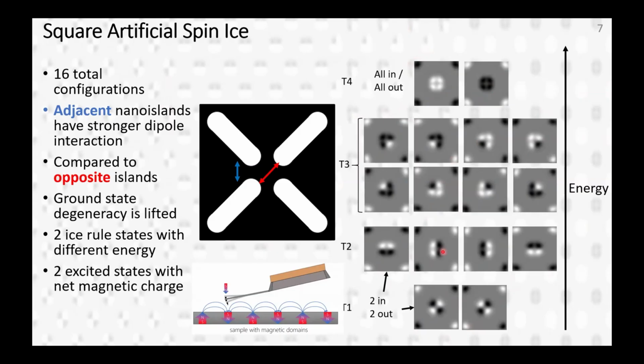And these are just MFM simulations, so you can see how these things are configured. The type 3 and the type 4 will have a net magnetic charge, whereas in the type 1 and type 2 states, the charges cancel out.